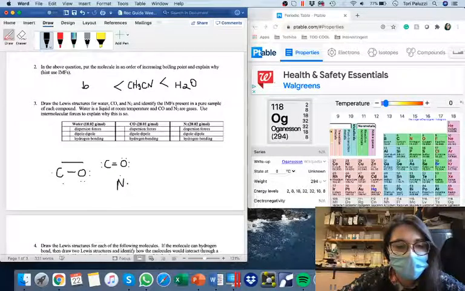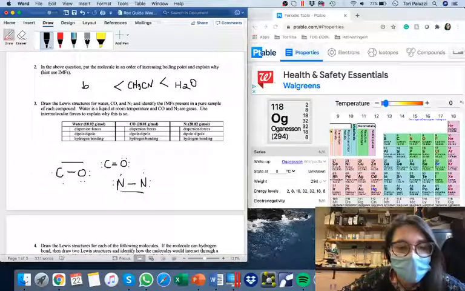Nitrogen's a bit easier. We get 1, 2, 3, 4, 5, and 1, 2, 3, 4, 5. I know that it'll bond once and then twice. Now it's perfectly happy because that's 1, 2, 3, 4, 5, 6, 7, and 8, and then 1, 2, 3, 4, 5, 6, 7, 8. Good. Or whoops, shoot. Yeah, 1, 2, 3, 4, 5, 6, 7, 8.